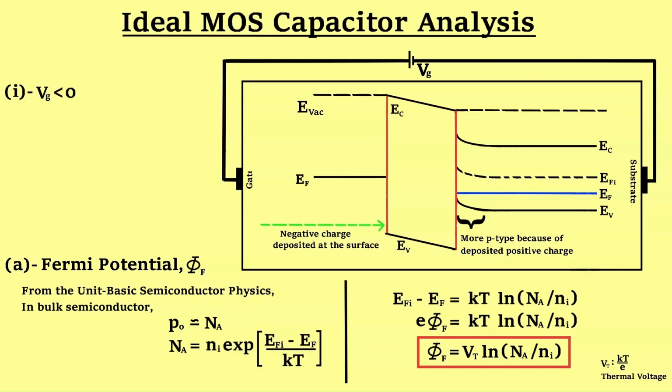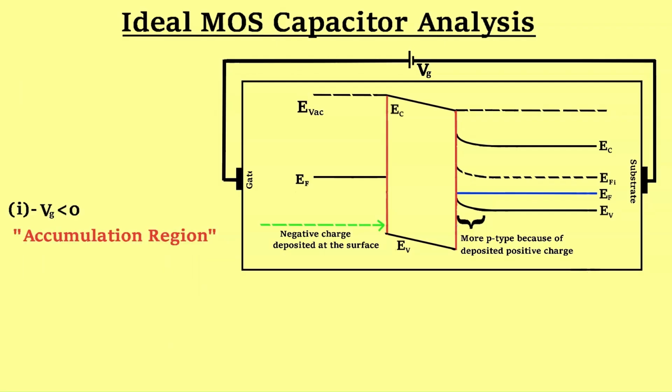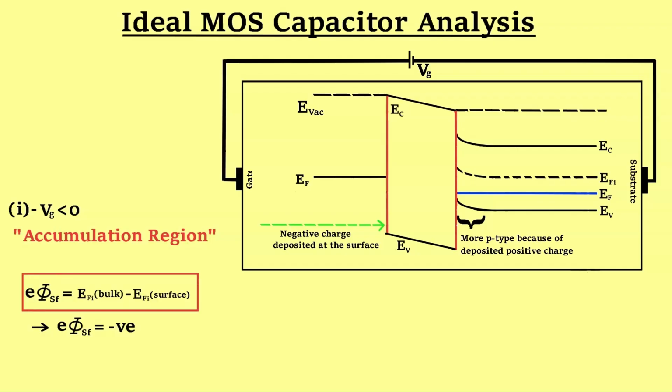The application of external voltage on MOS capacitor has been categorized into different regions. The case which we are studying presently is referred to as the accumulation region, as for the external applied voltage, the majority charge carriers of the semiconductor substrate get accumulated near the semiconductor oxide interface. For the accumulation region, you can see the voltage applied is negative. Similarly, the surface potential in this case is negative.